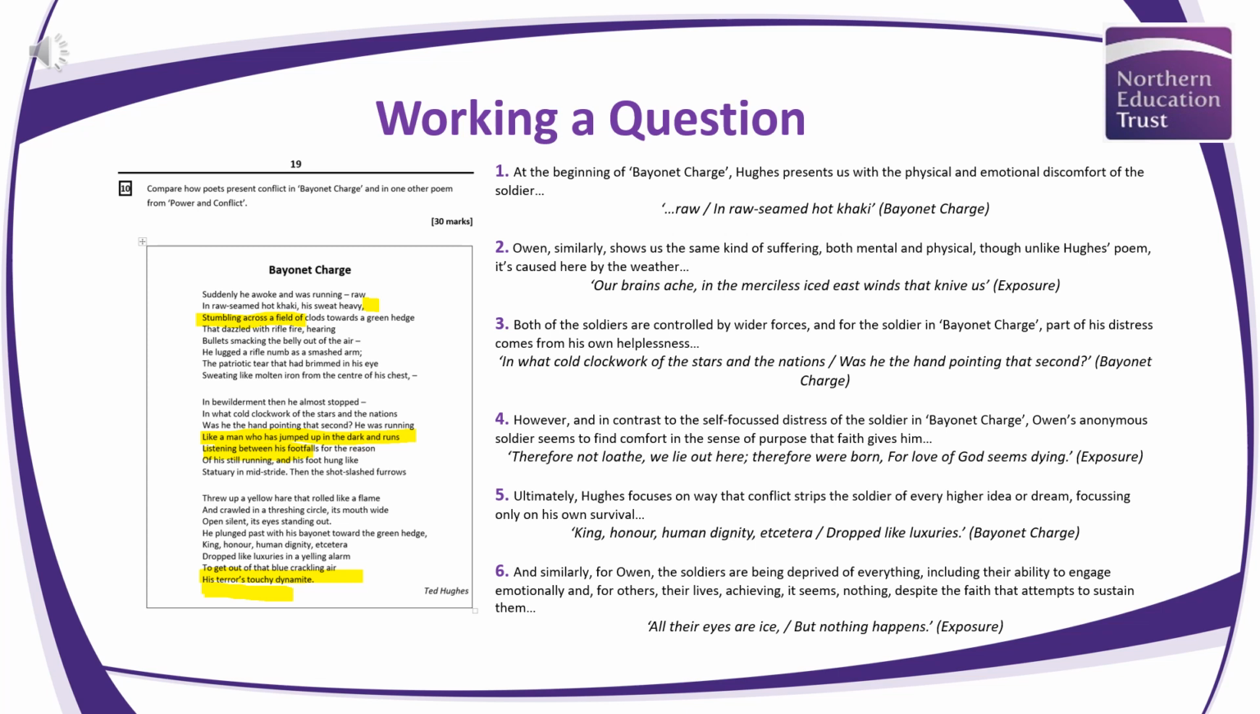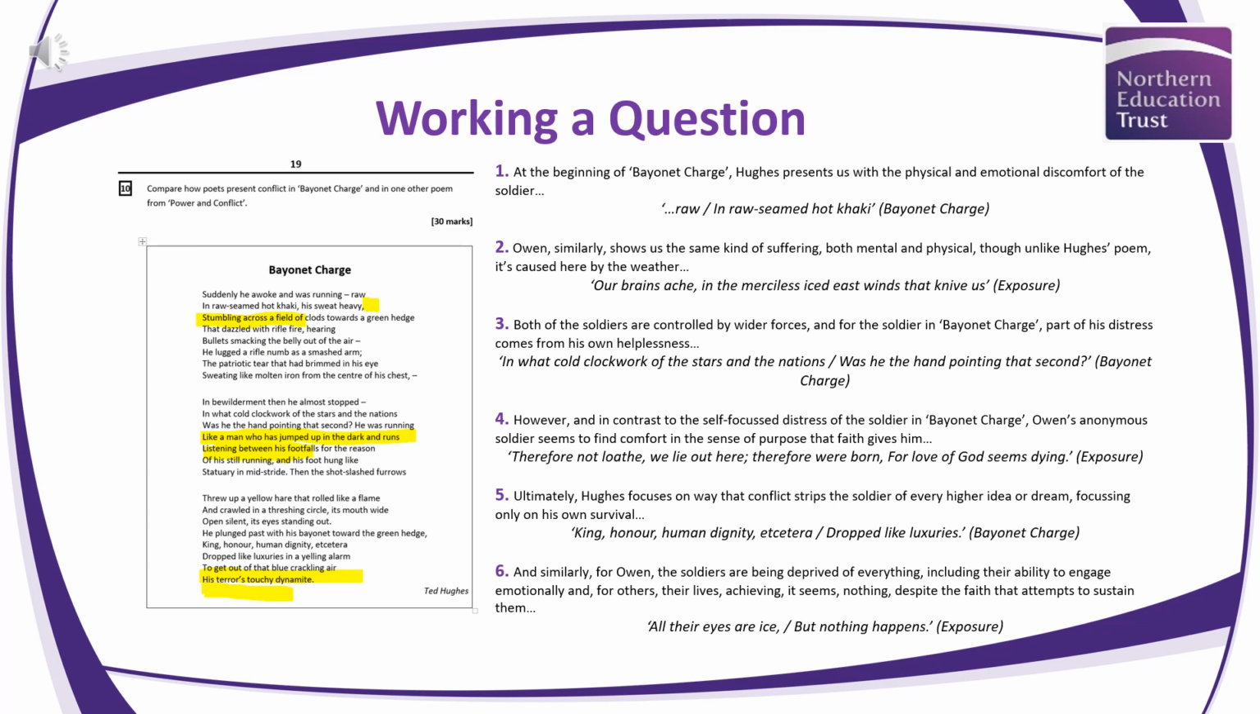My second one would then be from my chosen poem. So Owen, similarly, shows us the same kind of suffering, both mental and physical, though unlike Hughes's poem, it is caused here by the weather, and the quotation, our brains ache in the merciless iced east winds that knive us. And I'll talk about, I think here, the personification of the weather, the lack of sympathy, the irony of the war imagery that's been used, etc.